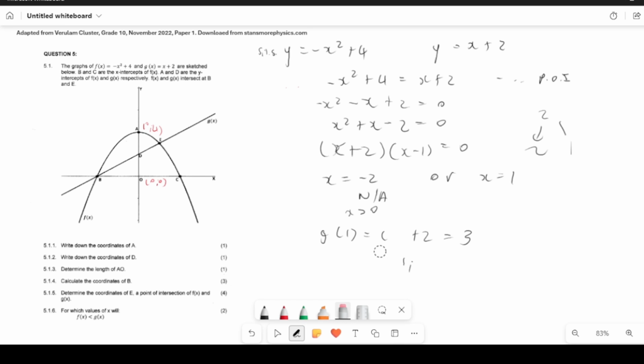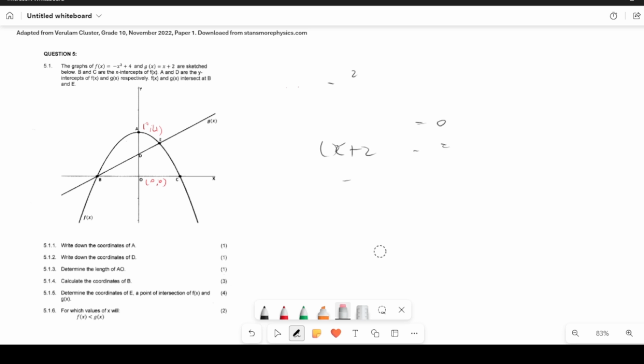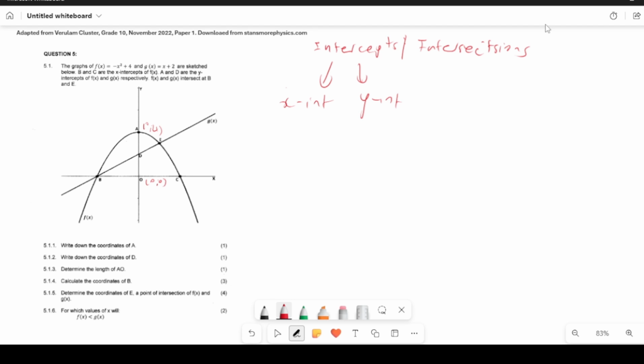For which values of x will f of x be less than g of x? Okay, now this is an interpretation type question. Now, whenever we're dealing with an interpretation type question, I want to talk about two things: intercepts and intersections. Remember, we have our x-intercept and we have our y-intercept. And intersections are where both the graphs are equal. So in our case, it is where f of x is equal to g of x. So the y and the x values are equal.